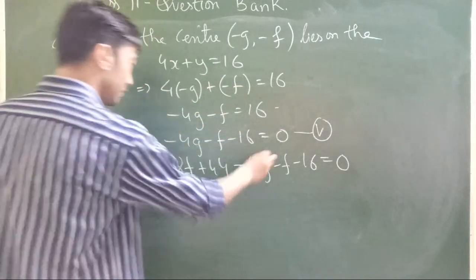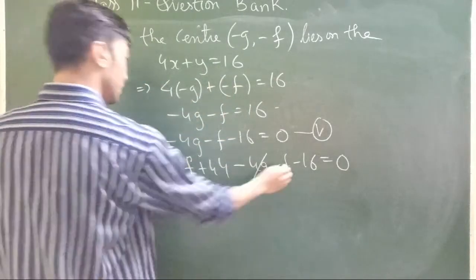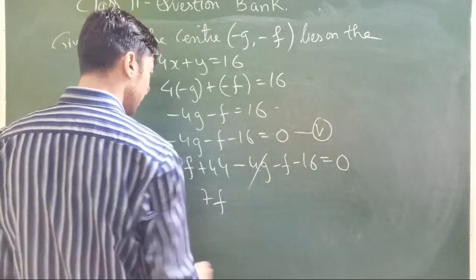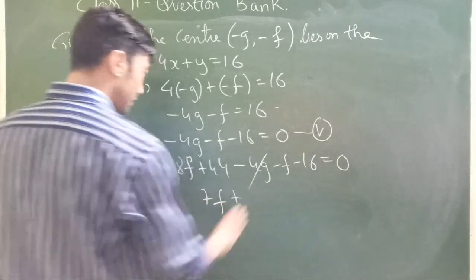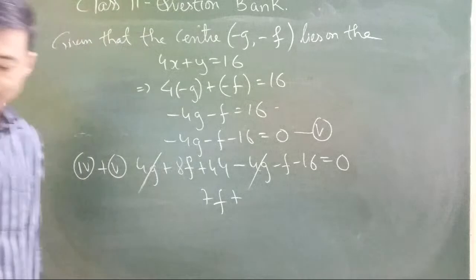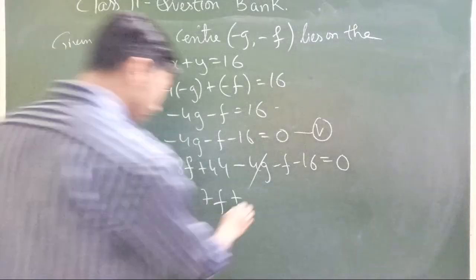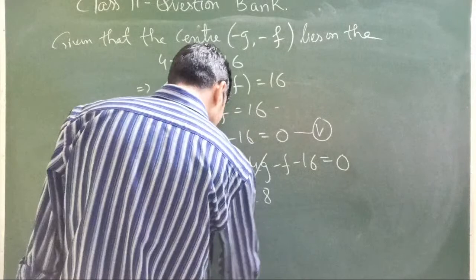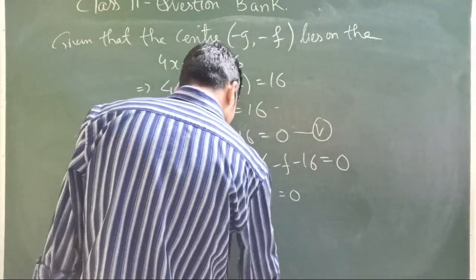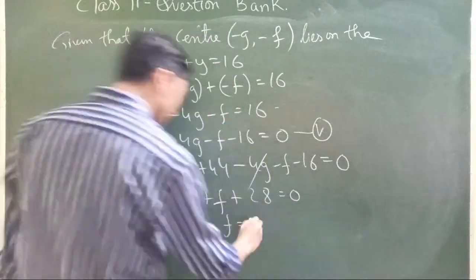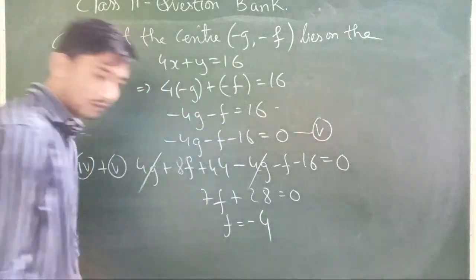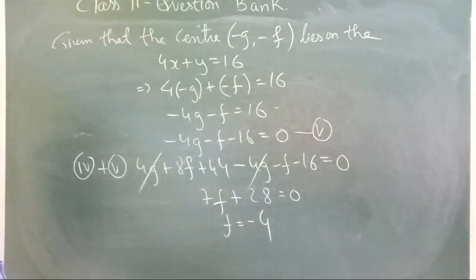So 4g, 8f, 7f, 44, 16. 44 and 16, how much will that be? 44 minus 16, that's going to be, I guess, 28 if I'm not mistaken, equal to 0. So f equal to minus 28 divided by 7, I'm doing straight, minus 4. So the value of f that we have here is minus 4.